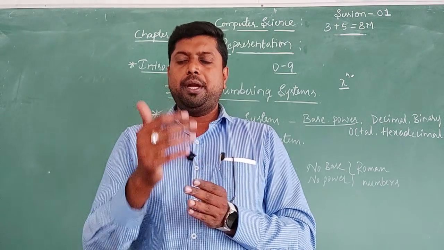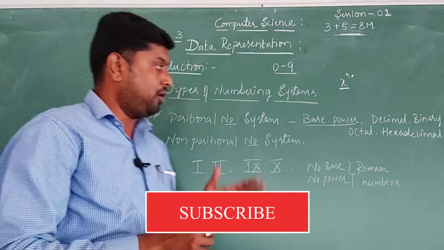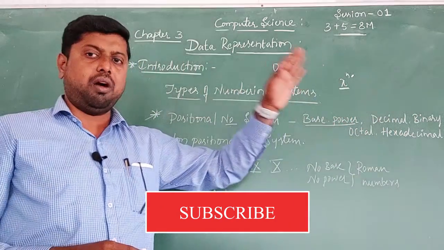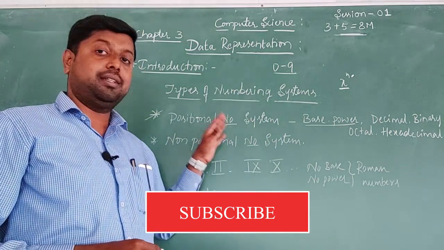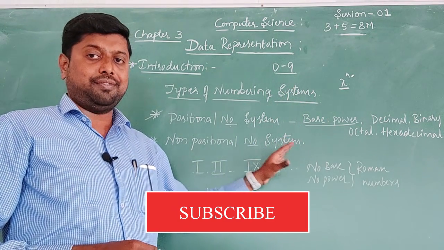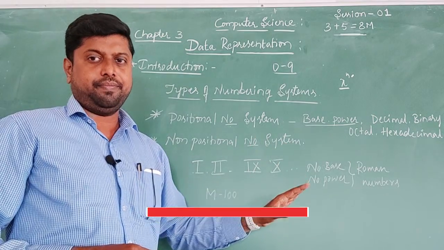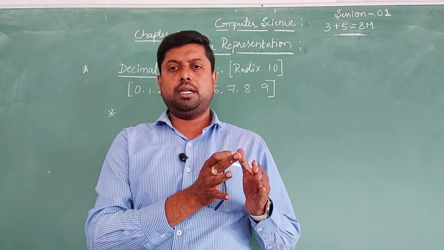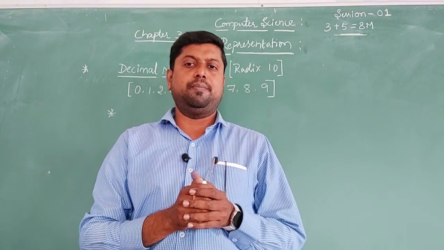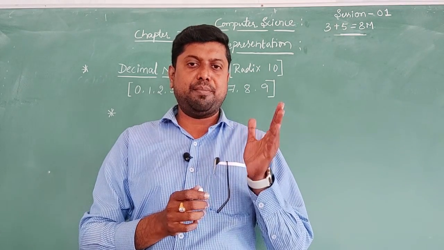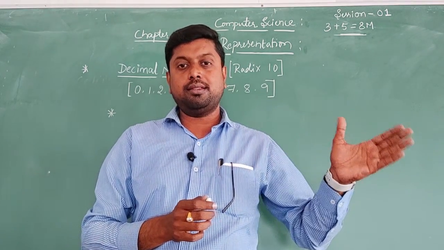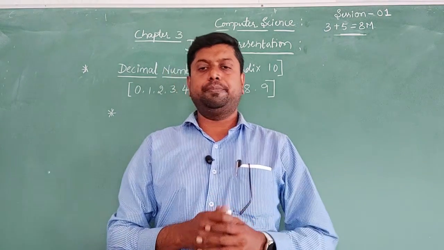Now we are going to discuss what is decimal, what is binary, octal, and hexadecimal. All these numbers we are going to learn by their base as well as power. So now you will come to know how the classifications of the numbering systems are made. Dear students, coming to the classification of the positional numbering system, the first type is the decimal numbering system.